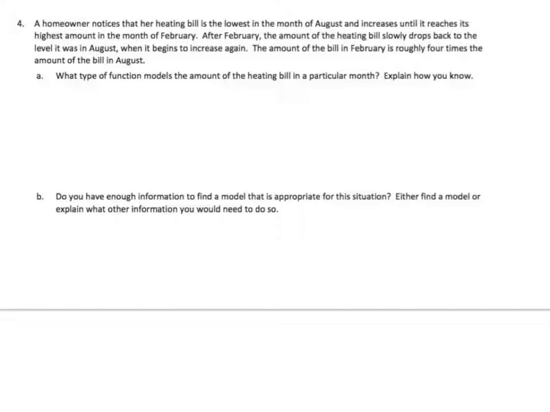Okay, next, a homeowner notices that her heating bill is the lowest in the month of August and increases until it reaches the highest amount in the month of February. After February, the amount of the heating bill slowly drops back to the levels in August, and then it begins to increase again.